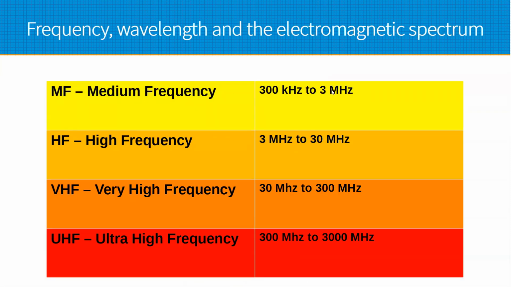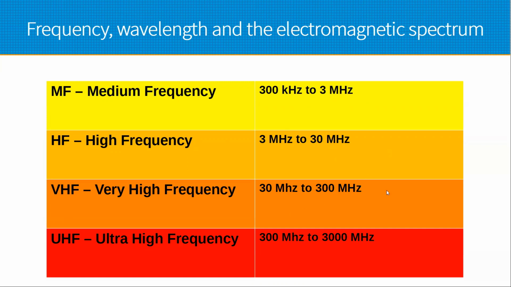This is showing what frequency ranges are. Medium frequency is 300 kilohertz to 3 megahertz. So the 160 meter band is going to be in there. HF, which is what we normally do, particularly phone SSB, is 3 to 30. These all go up by tens.